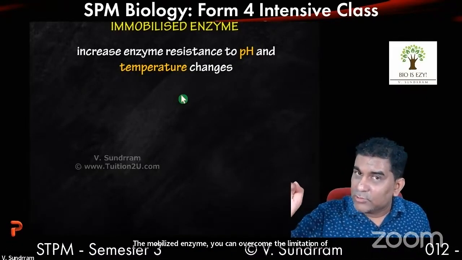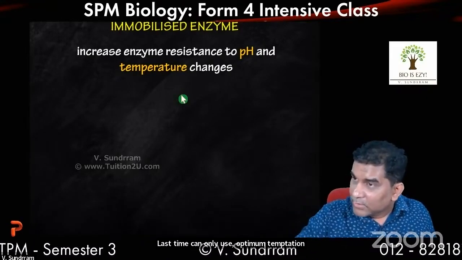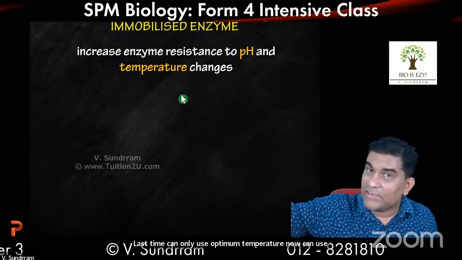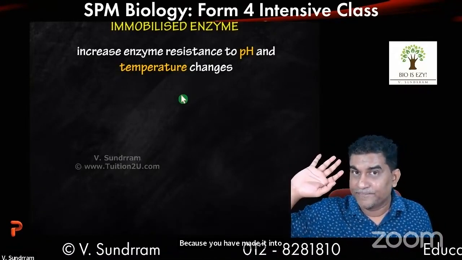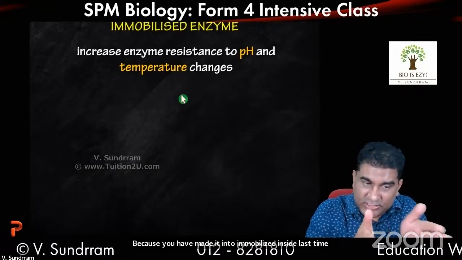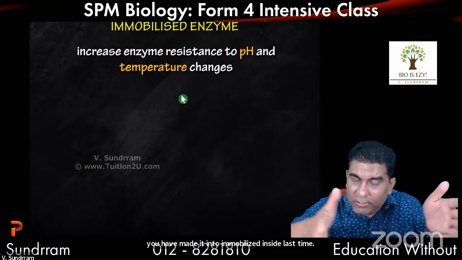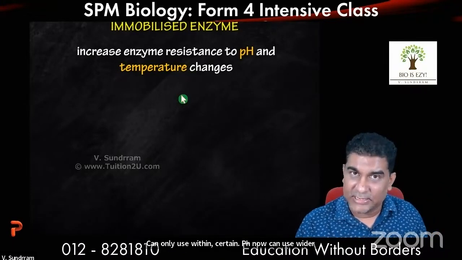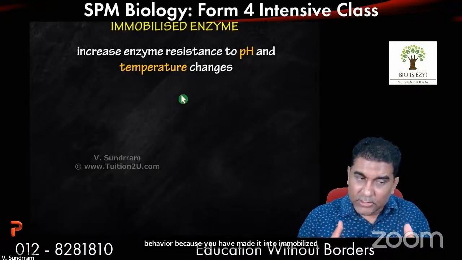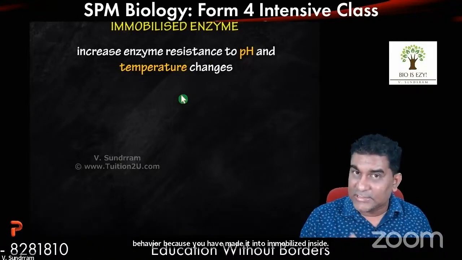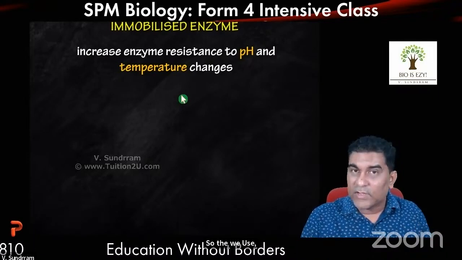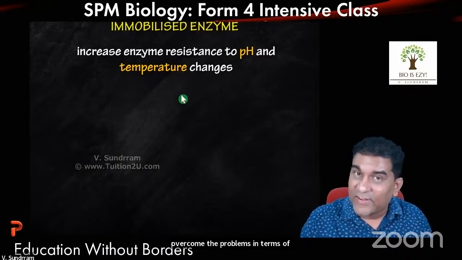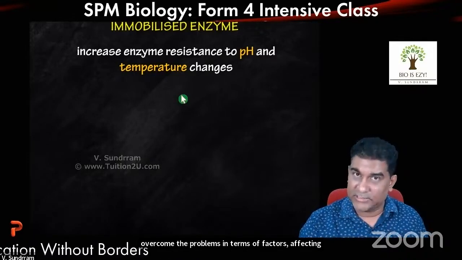Last time we could only use optimum temperature. Now we can use higher than optimum temperature because you have made it into immobilized enzyme. Last time we could only use within certain pH. Now we can use a wider pH because you have made it into immobilized enzyme. So we use immobilized enzyme technology to overcome the problems in terms of factors affecting the enzyme. That is the Form 4 explanation.